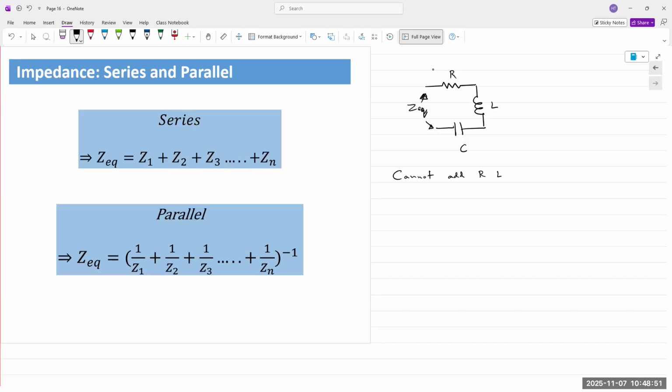So we cannot add R, L, and C. But if we convert them into impedances or reactances, now we can find ZEQ, similar to REQ. So this would be R, this would be ZL, this would be ZC. Then it becomes very straightforward to apply our circuit analysis techniques. Does that make sense?